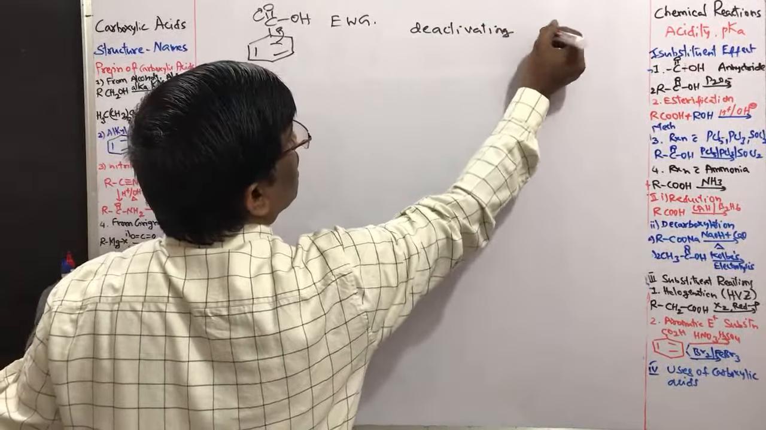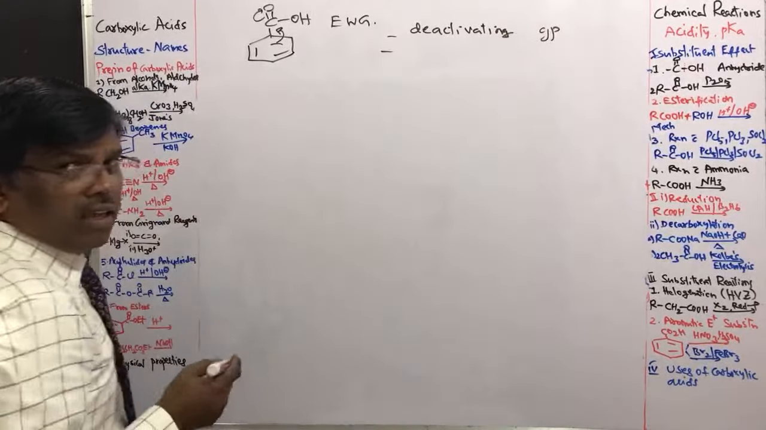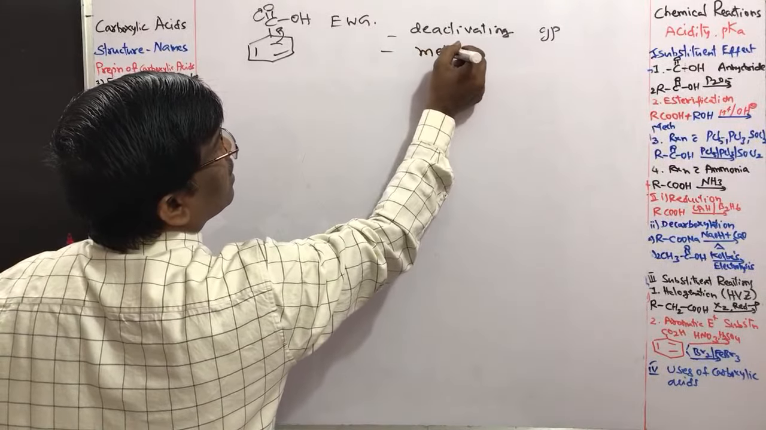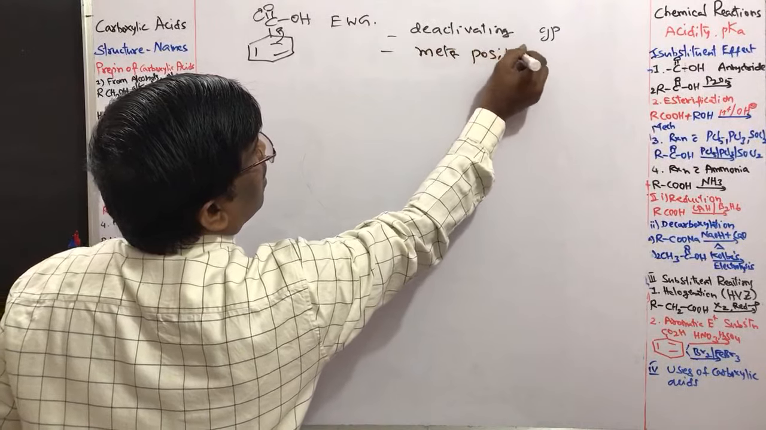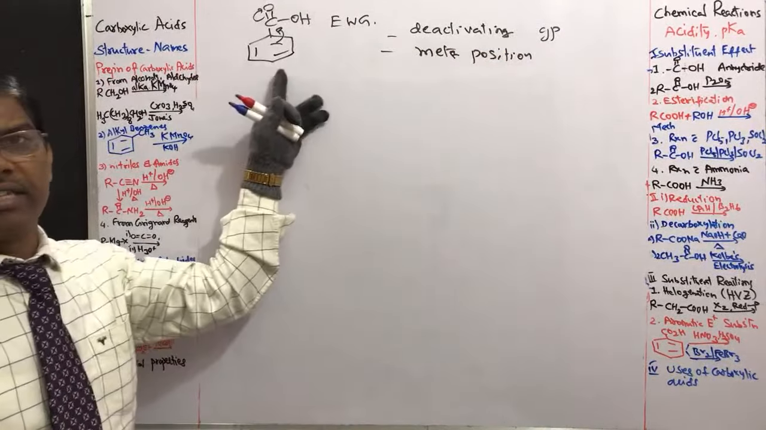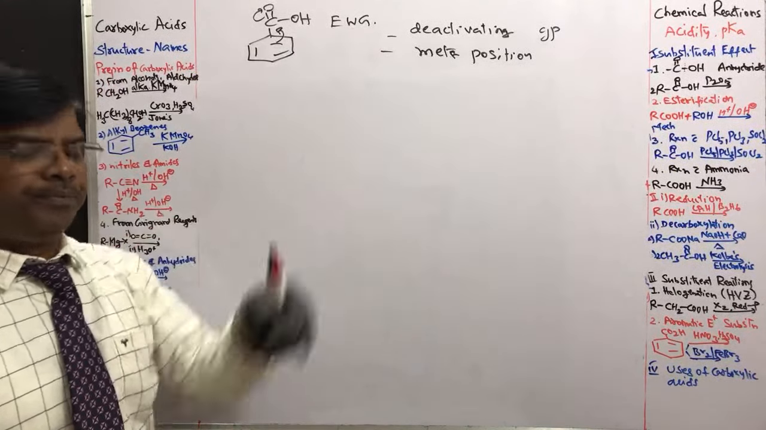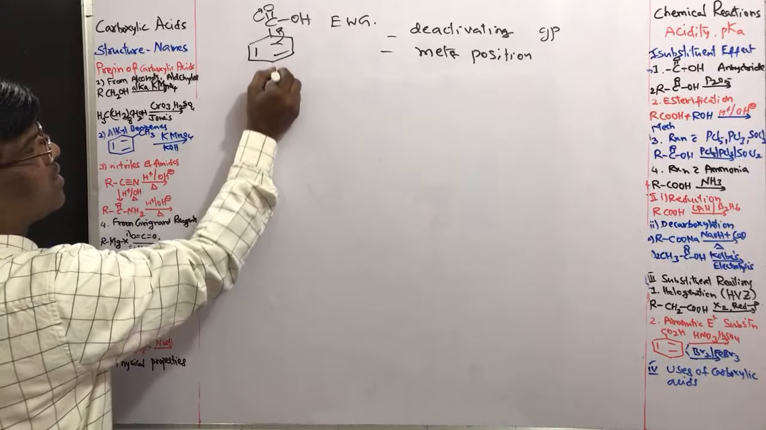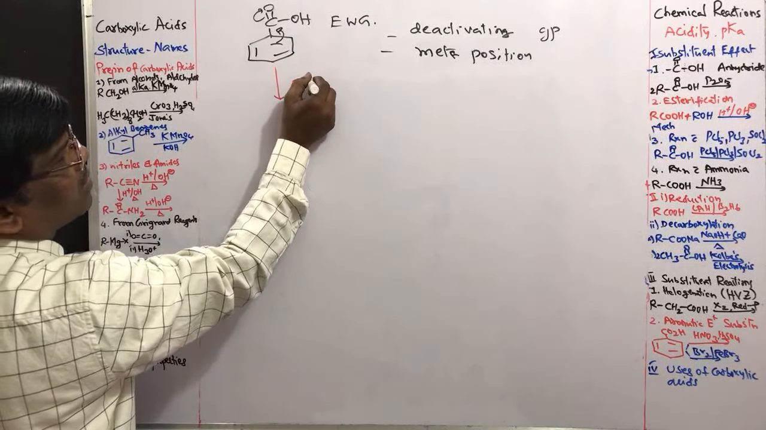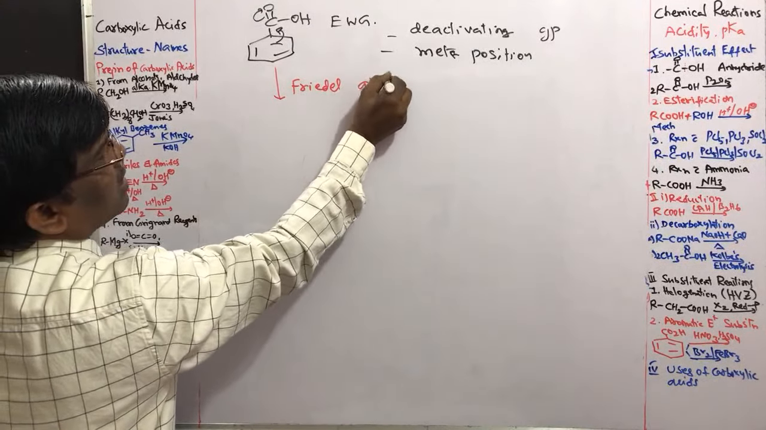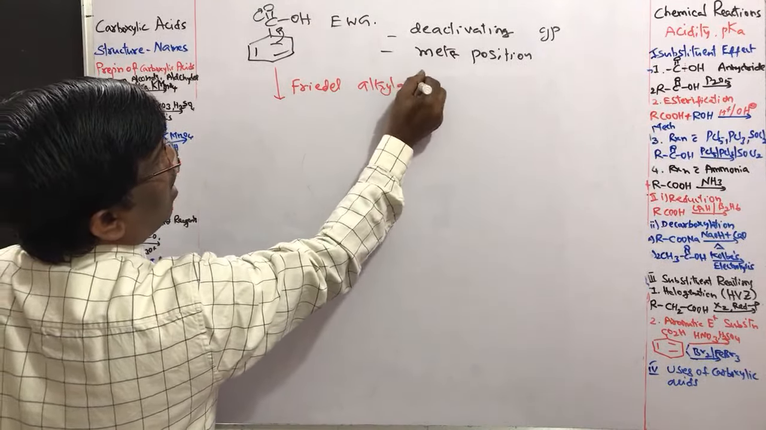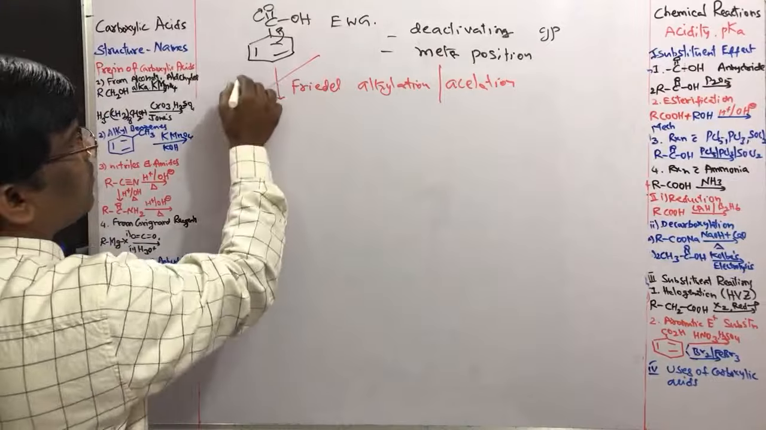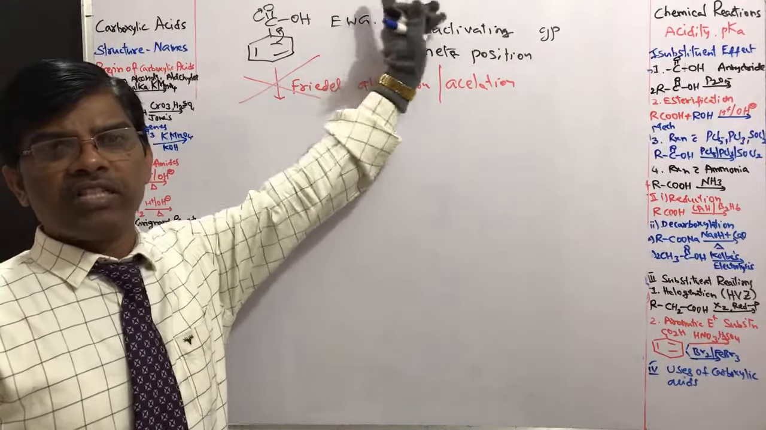Deactivating groups on an aromatic ring orient the incoming electrophile to the meta position. These are meta directing groups. Carboxylic acids are meta directing groups. Since it is a carboxylic acid, it is very, very important, students: Friedel-Crafts alkylation or acylation is not going to take place. Friedel-Crafts reactions are not done on carboxylic acids.